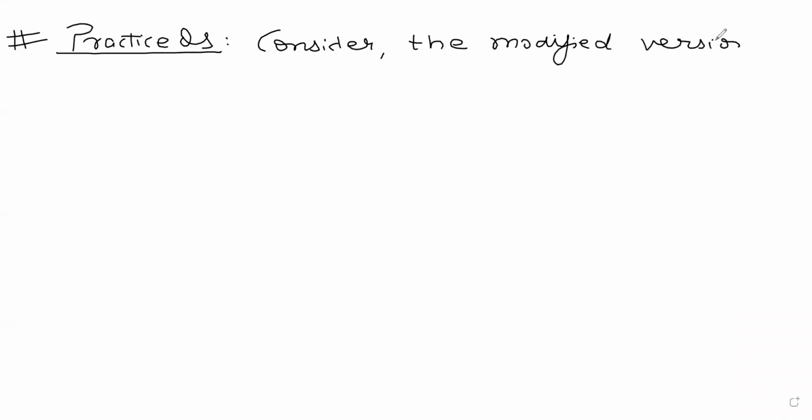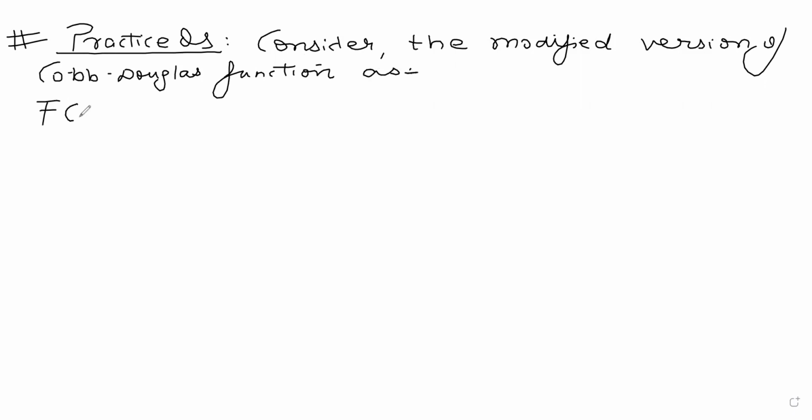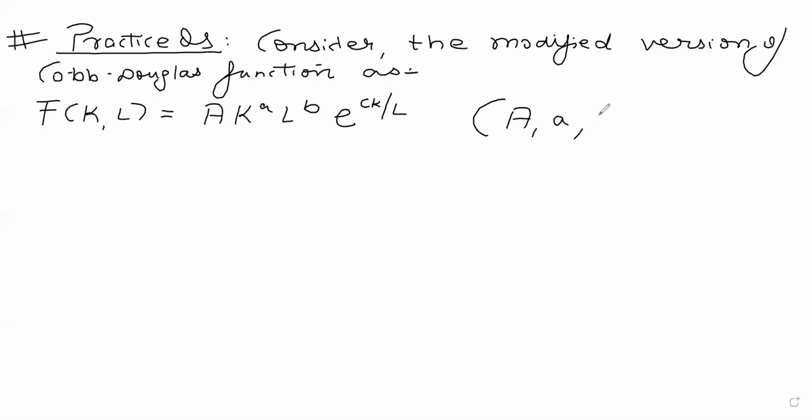Consider the modified version of the Cobb-Douglas function, f as a function of capital and labor, which is A k to the power a, l to the power b, e to the power ck divided by l. In this case, you can see that my output is only a function of two inputs, capital and labor. Again, capital A, small a, b, and c are all positive constants.